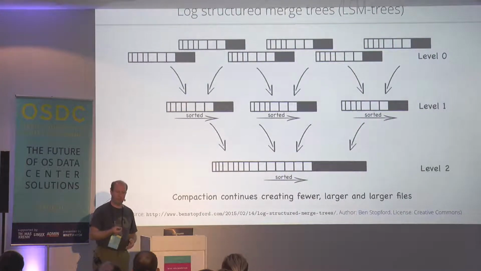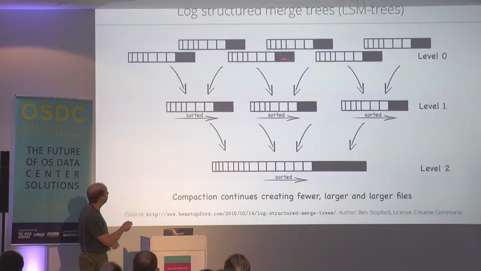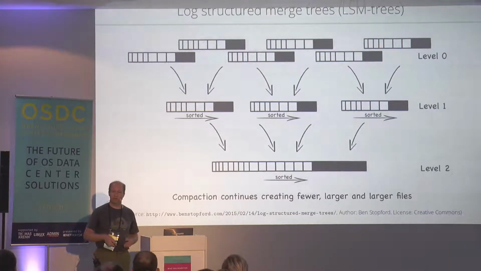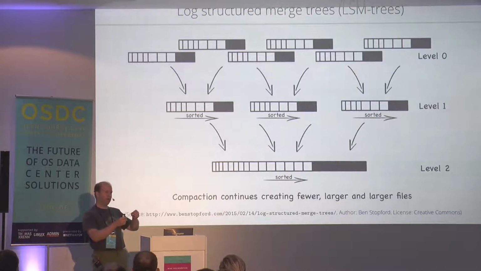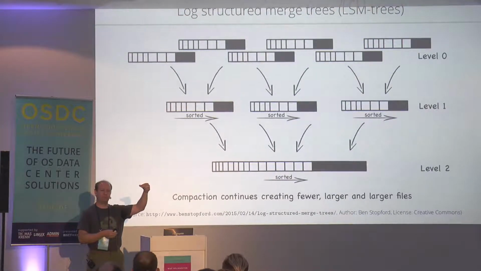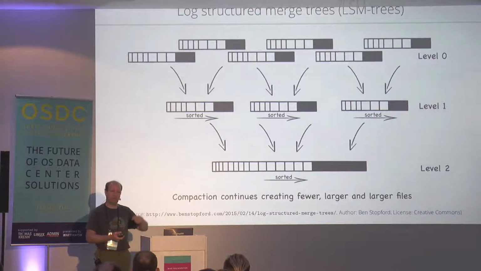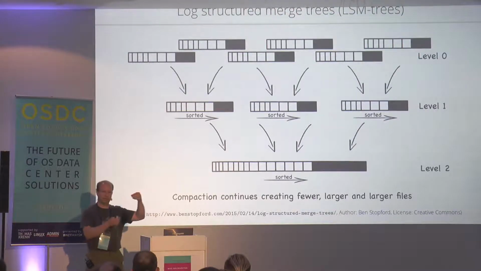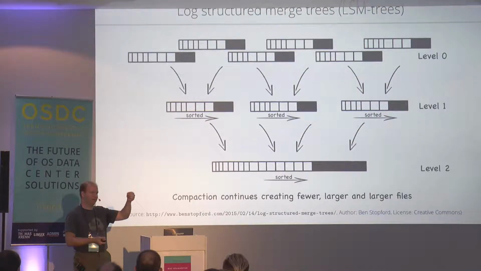Now, if you want to overwrite a key, you again just write in the top, and the convention is just if a key is found higher up in this structure, then it's more recent and therefore it counts. If you want to delete something, you write a so-called tombstone. You write this key does no longer exist.